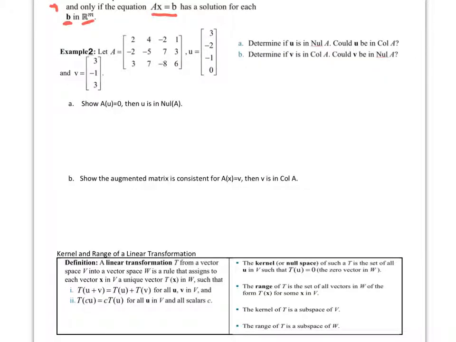So let's go to example 2 and see what we got here. First of all, example 2. I give you A, u, and v. So here's some questions. Determine if u is in null A.